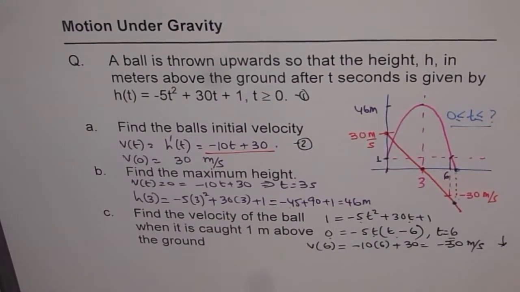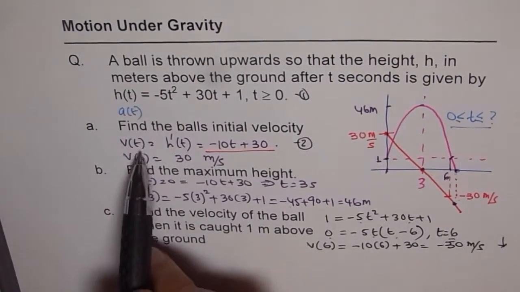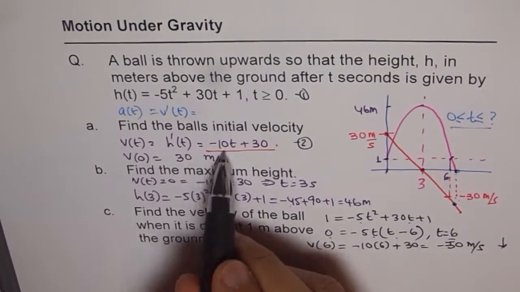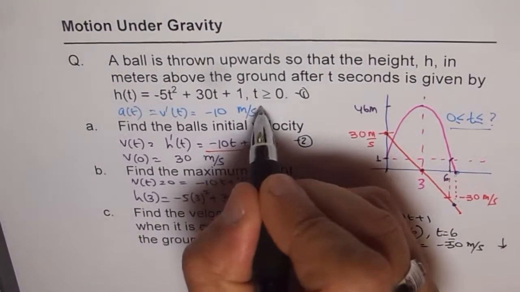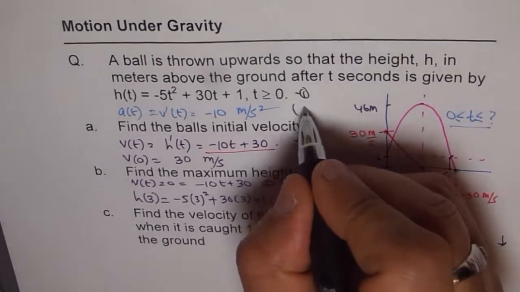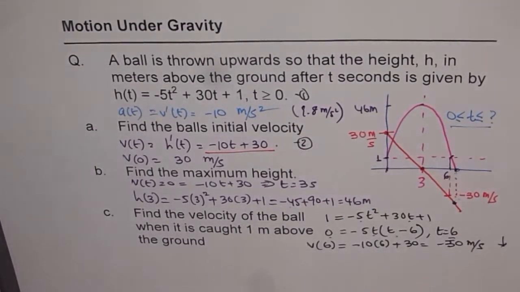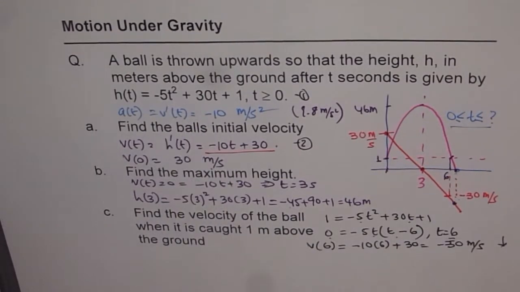Another part you can find is the acceleration. Acceleration is the derivative of velocity, which in this case is -10, and the units are meters per second squared. In reality, acceleration due to gravity is very close to 9.8 meters per second squared. That is the real-life situation, but for simpler calculations we have rounded the figure and got a round answer of -10 meters per second squared.